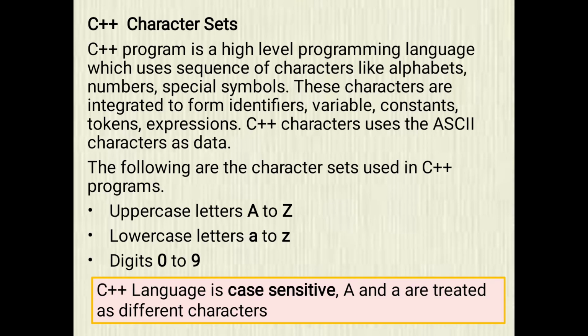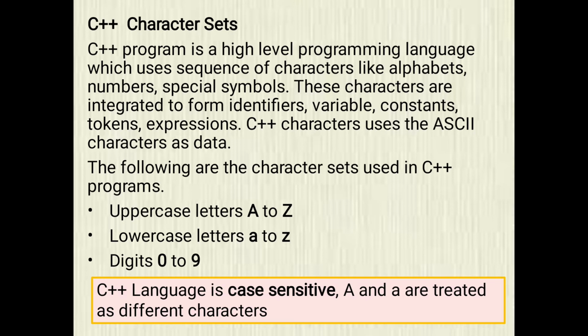So first thing we'll discuss about character sets. So in your computer keyboard you find different characters such as alphabets, numbers, digits, and then special symbols, special characters like semicolon, brackets, hashtag. So all of these things are used in C++ programs also, and that is why C++ program is a high level programming language, because programmers find it easy to type in C++ program.